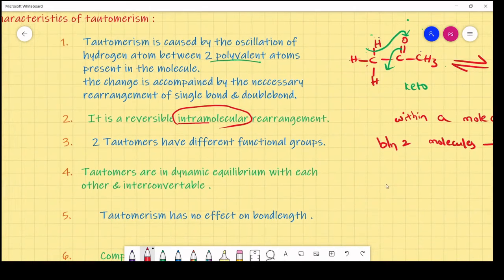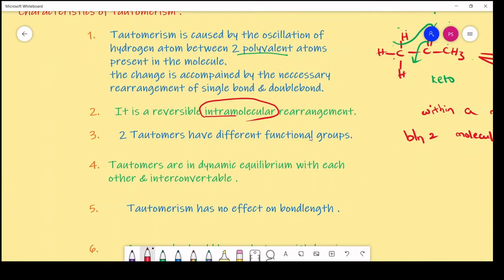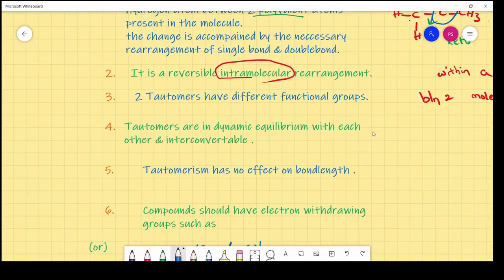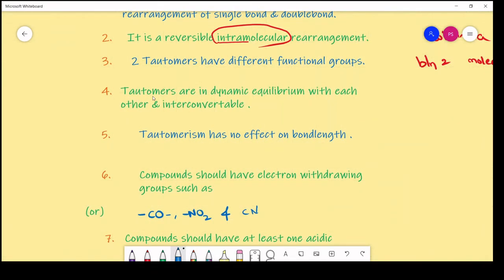The two tautomers have different functional groups. The two tautomers, keto form and enol form, have two different functional groups. In the keto form the functional group is keto, that means C double bond O. In the enol form the functional group is C double bond OH. So I think this fourth point is also clear. The fourth one is that tautomers are in dynamic equilibrium with each other and interconvertible. We already know that tautomerism forms a dynamic equilibrium.